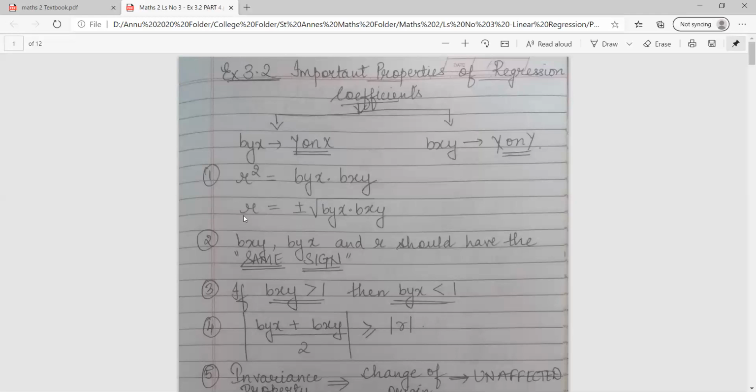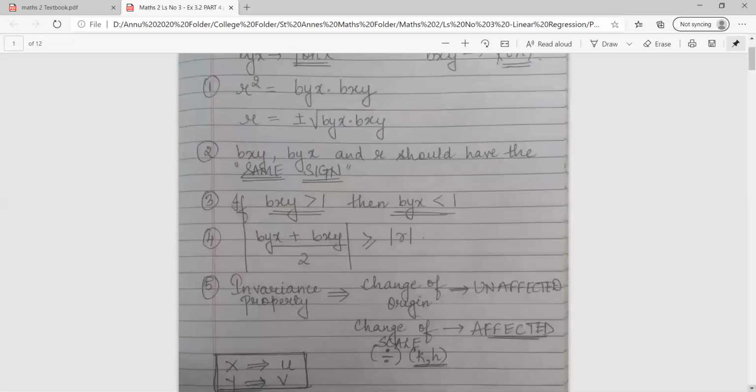And I repeat it again, r is called the correlation coefficient. Property number 2: both regression coefficients bxy and byx as well as the correlation coefficient, that is small r, should have the same sign. Now, what do I mean by the same sign? That means if byx and bxy both are positive, r should also be positive. If byx and bxy are negative, r will also be negative. One cannot be positive and the other negative. Both have to be either positive or negative.